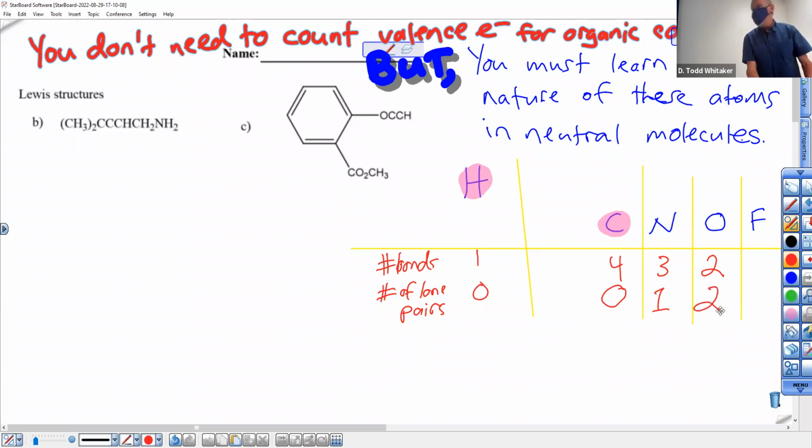What about fluorine? It likes to make 1 bond, right? Because it starts with 7 valence electrons. It only needs to share 1 more, right? There's your bond. And then it has 3 lone pairs. Hey, there's a sequence there.